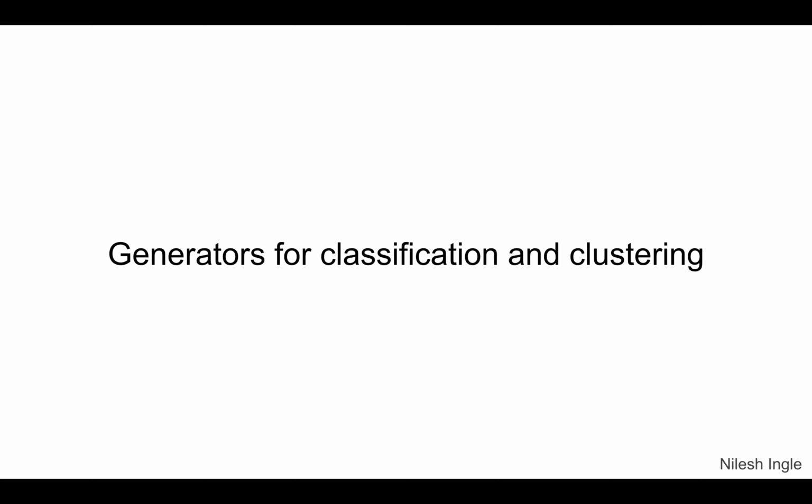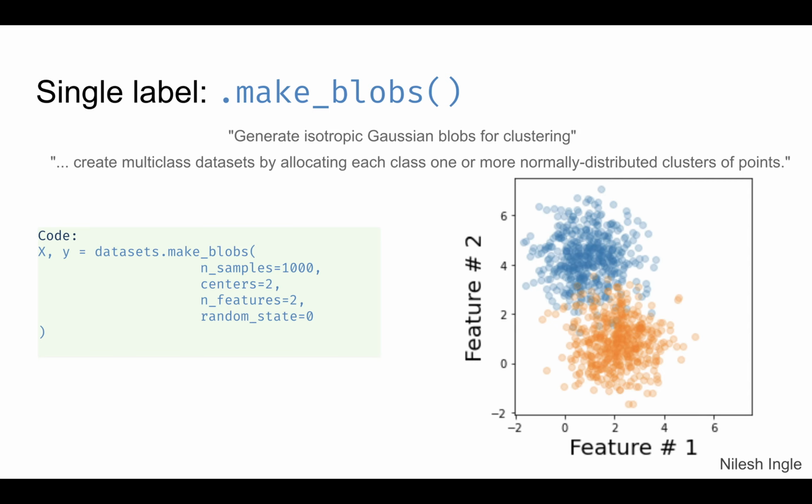So in case of classification and clustering, we can create these spherical blob-like data sets by using the command make_blobs. And here is a code snippet for getting that type of data set. Here we can specify the number of centers, number of features, number of samples.